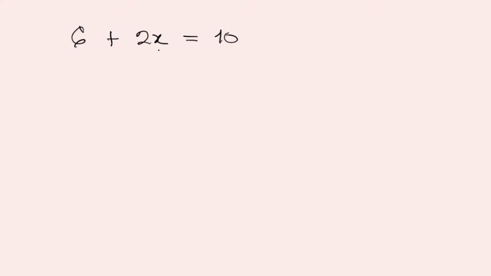Now don't forget, we're trying to make x the subject of the formula, leaving x on the left-hand side of the equation alone. So the first thing we need to do is get rid of this 6. And we know that to get rid of this 6, we have to subtract 6 from both sides of the equation. So if we do that, we have 6 minus 6, 10 minus 6. And this cancels out, 6 plus 6 minus 6 cancels out. And we're left with 2x on this side of the equation. 10 minus 6 becomes 4.